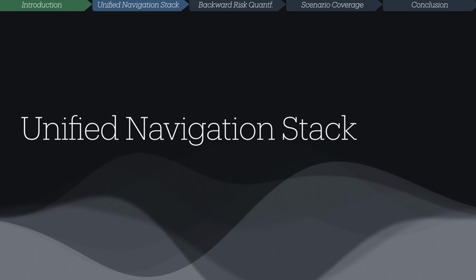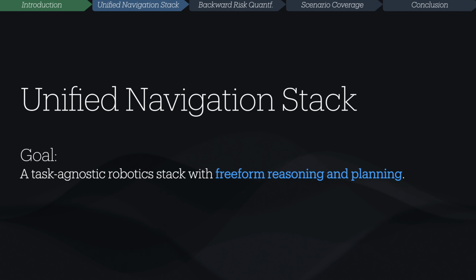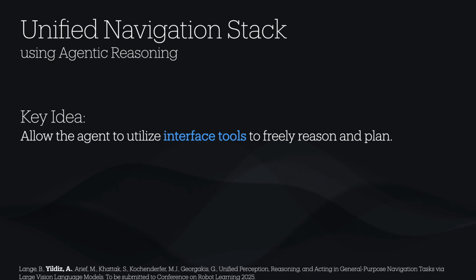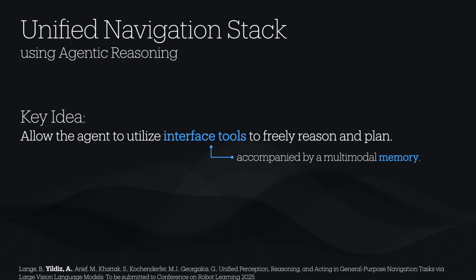So with that, we're entering our first contribution, what we call a unified navigation stack. Our goal here is to define a task-agnostic robotic stack that has freeform reasoning and planning. And we're going to be using an agentic reasoning framework for that. The key idea here is to utilize these interface tools to allow the agent to freely reason and plan. And we're going to accomplish this by accompanying it with a multimodal memory.